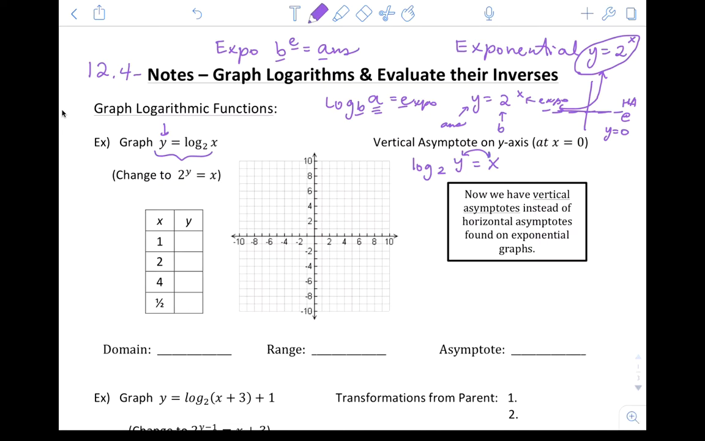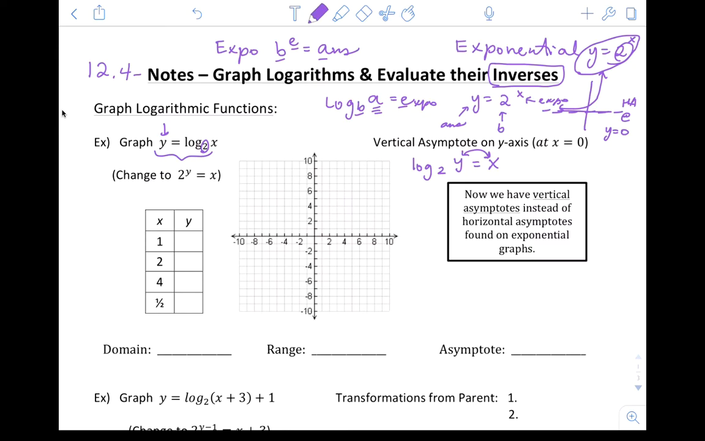In the very beginning of the year, one of the first units of the year, I think it was unit 2, we talked about what happens when you switch x and y. That concept was about inverses. What I'm trying to tell you right now is that this is going to be really interesting. I know the bases are the same, they both have a base of 2. But exponentials and logarithms graph as inverses. Now here's what I mean.